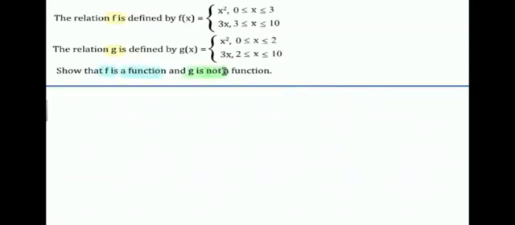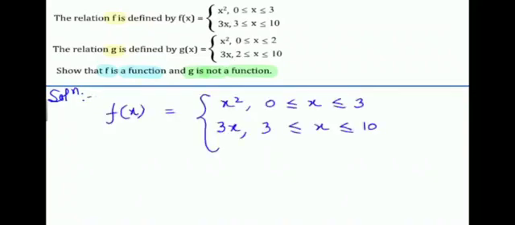I think we know all the topics of relation and function. So miscellaneous exercise 2 is a mix of sums of relation and function. So it's question number 1: show that f is a function and g is not a function. You all know the definition of a function.